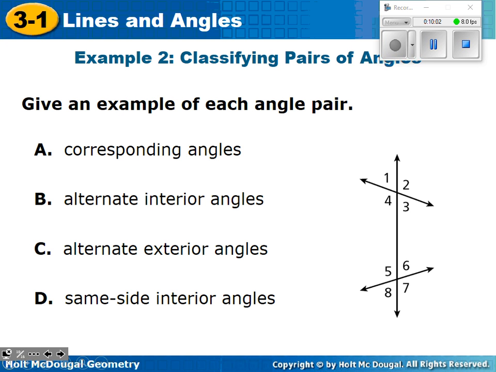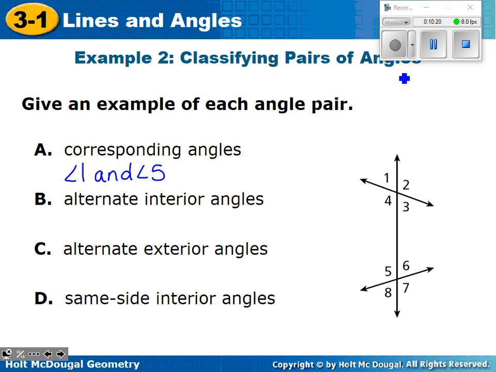Careful, 1 and 8 are both to the left of the transversal, but 1 is above the line and 8 is below the line. Correspondings have to be in the same location. Hold on, Jax. Say it again, Nathan. 1 and 5 is correct. Angle 1 and angle 5.